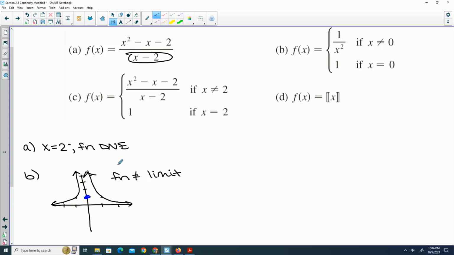So my discontinuity is at 0 because the function doesn't equal the limit. Did we apply the same theory for C? Okay, so C, where do we think it may not work? 2. Let's check.